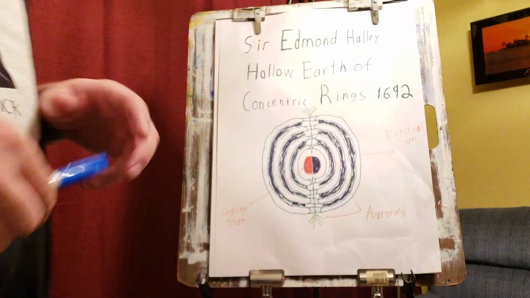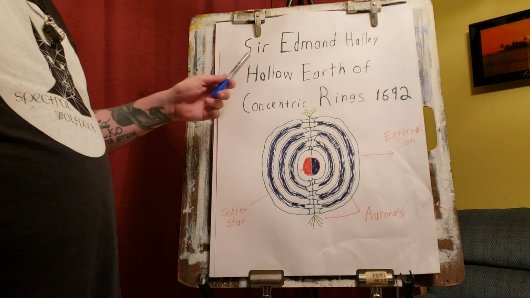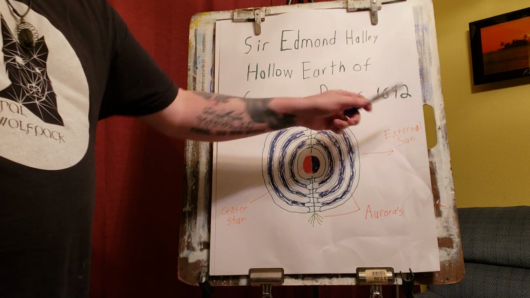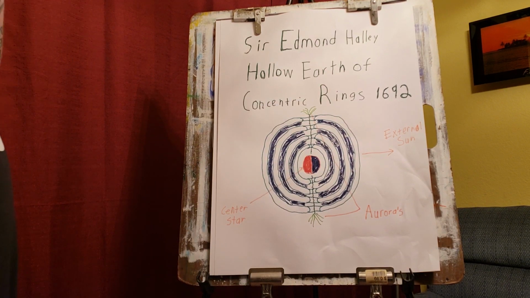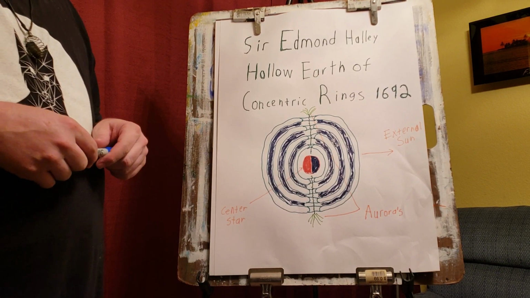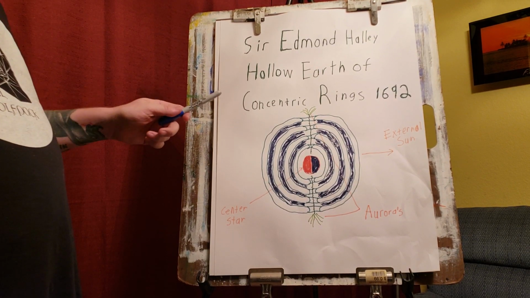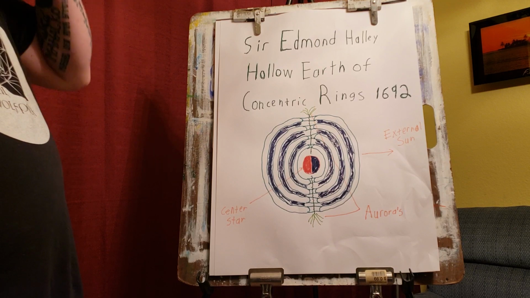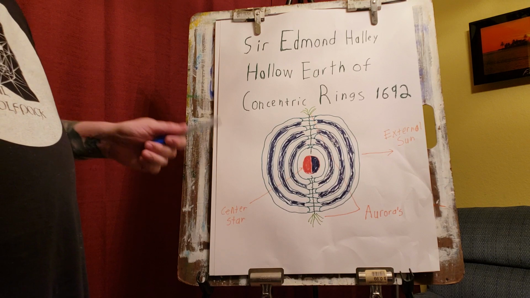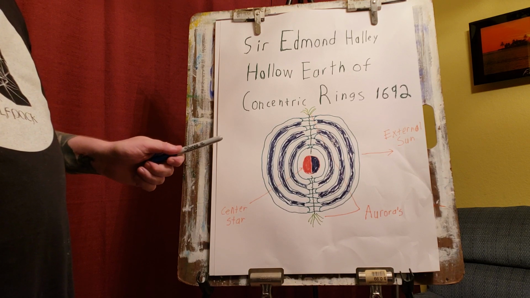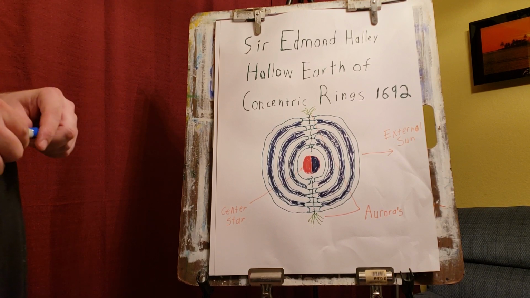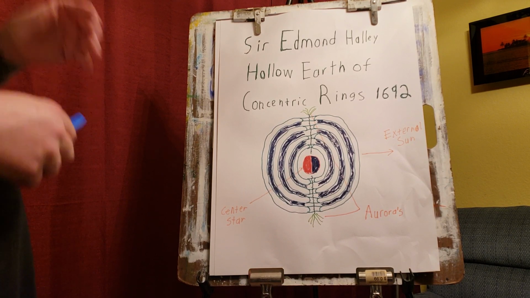So, stars. Today we're going to talk about Sir Edmund Halley, Hollow Earth of Concentric Rings, 1692. In 1692, Sir Edmund Halley proposed that the Earth was hollow and that 4/9 or so of the Earth was completely hollow inside. Pretty much, he was thrown under the bus.